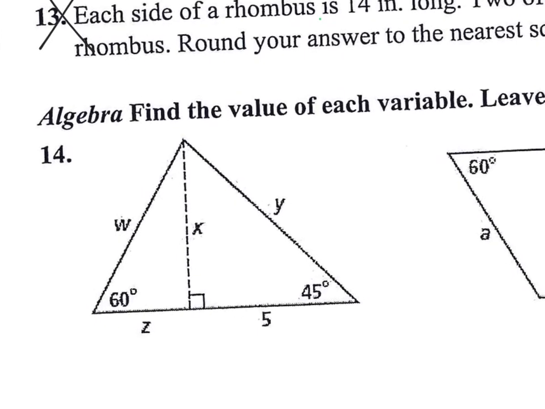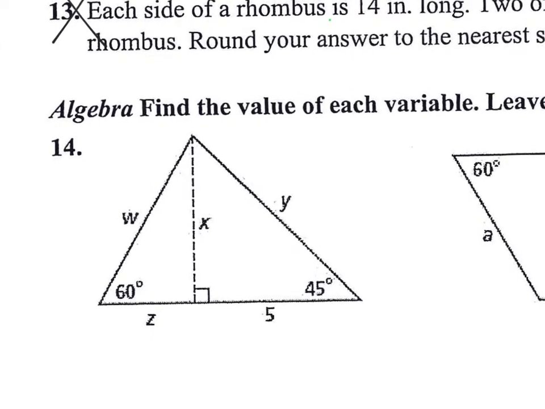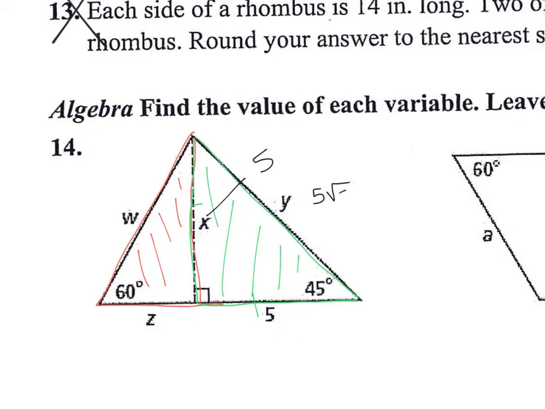14 is a mix of a 30, 60, 90, which is the red one, and then the green triangle, which is a 45, 45, 90. So if we know that in the green triangle, it's an isosceles right triangle, this x has to be, not 45, but 5. So the y is 5 root 2.